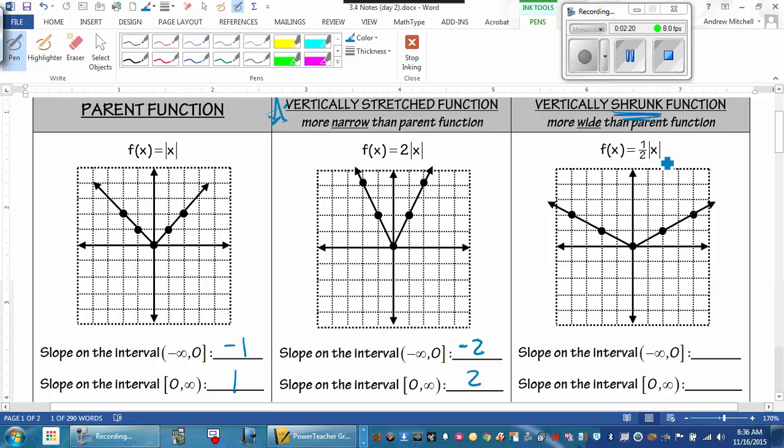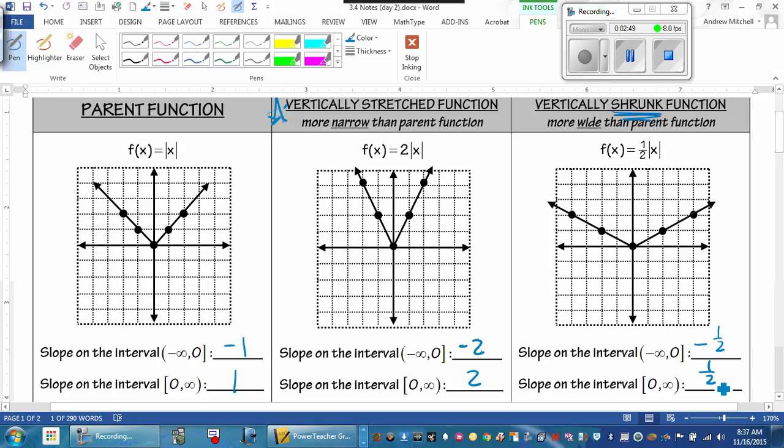So this one, if we look at the slope from negative infinity to 0, so from the left side, our slope is what? Well, we're going down 1 over 2, down 1 over 2, so we have a slope of negative 1/2. And then to the right, slope of the interval from 0 to infinity, so the right of the vertex, we're going up 1 over 2, up 1 over 2, so we have a slope of 1/2.